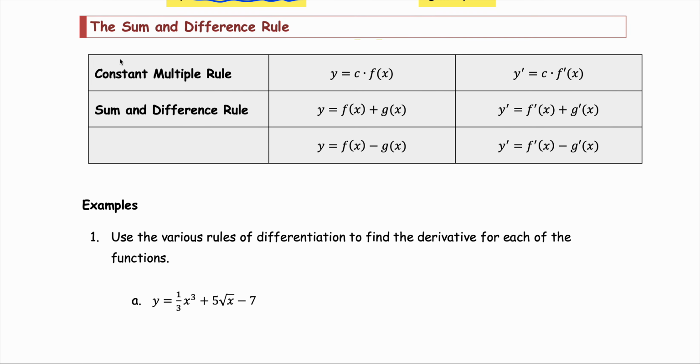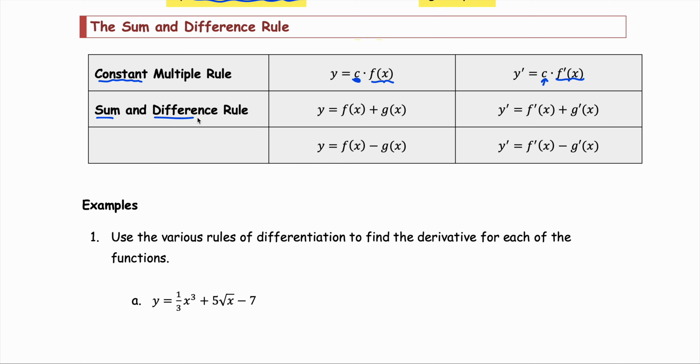The first one is called the constant multiple rule. The key term, constant multiple rule: the constant means the coefficient c here, multiplied to the function, which is f of x. The derivative of y, or y prime, is c, the constant multiple, times the derivative of the function, or f prime.